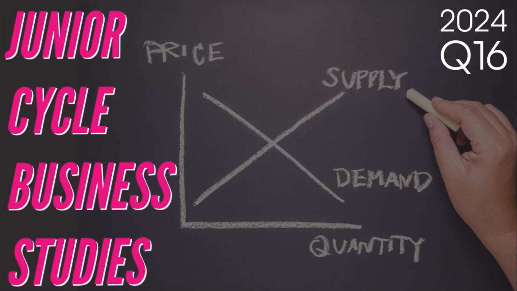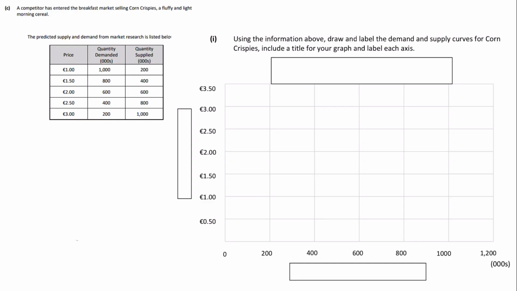In this video, we're going to be taking a look at the 2024 Junior Cycle Business Studies paper and question 16, and we're just going to be looking at the supply and demand curve question. So just taking a read of it here, a competitor has entered the breakfast market selling Corn Krispies, a fluffy and light morning cereal. The predicted supply and demand from market research is listed below.